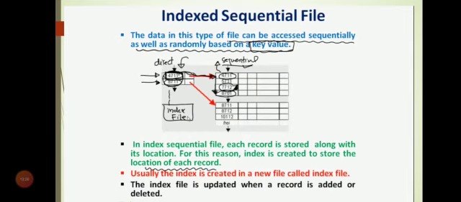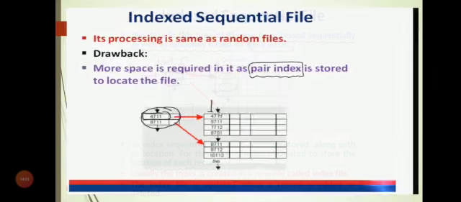Directly or sequentially. In an index sequential file, each record is stored along with its location. For this reason, an index is created to store the location of each record. Usually the index is created in a new file called the index file, and the index file is updated when a record is added or deleted. Its processing is the same as random files. The drawback is that more space is required, as an index is stored to locate the records.